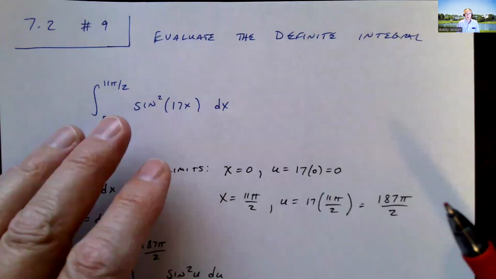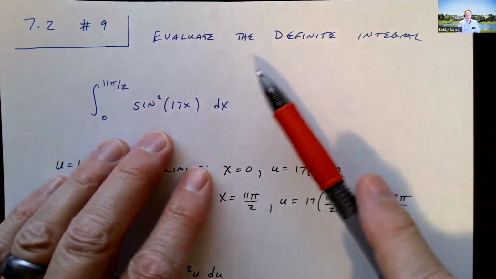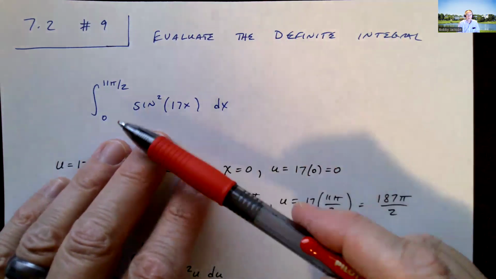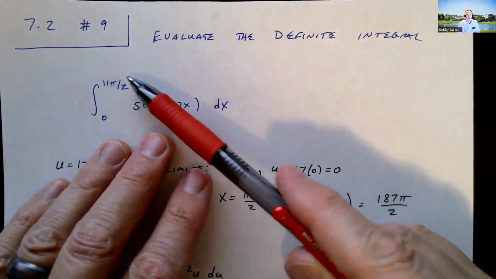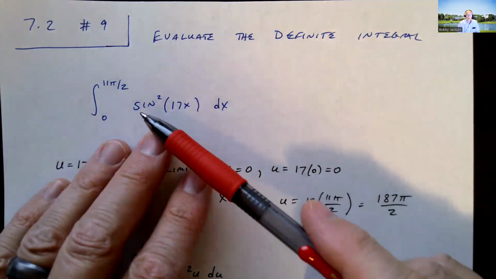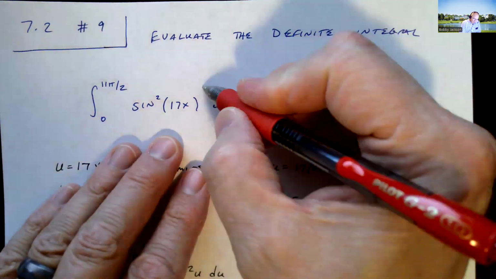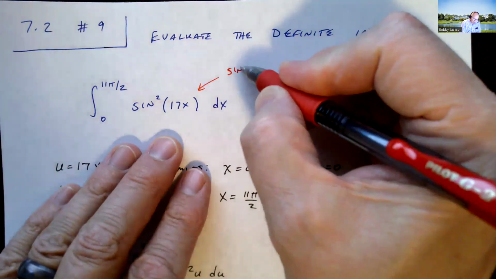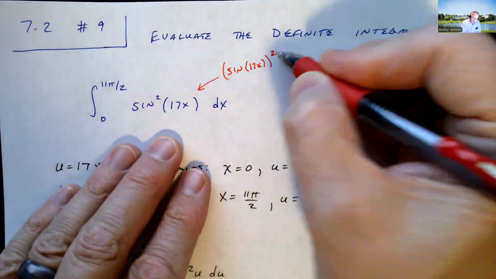Okay, everyone, we're going to take a look at number 9 in section 7.2. Here they want us to evaluate the following definite integral from 0 to 11 pi over 2. And again, your numbers might be slightly different. Sine squared of 17x. Remember, this is the same thing as sine of 17x and then all squared.